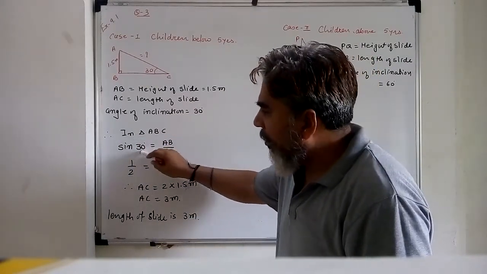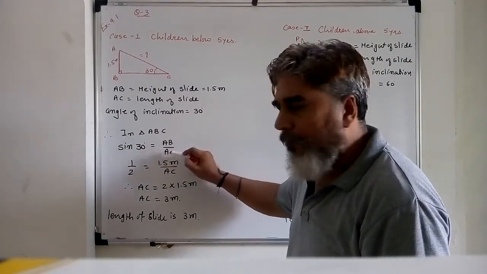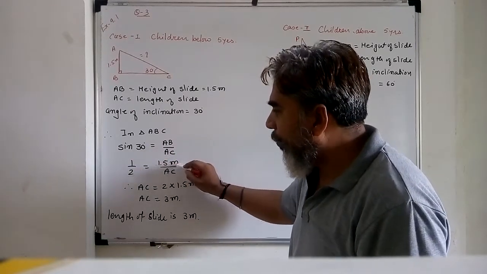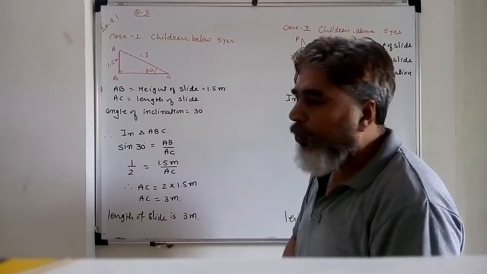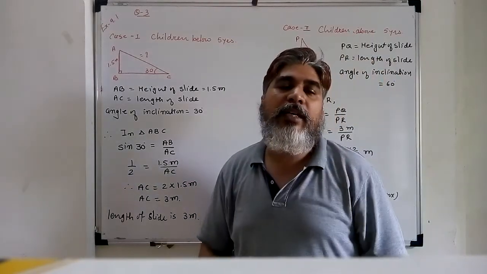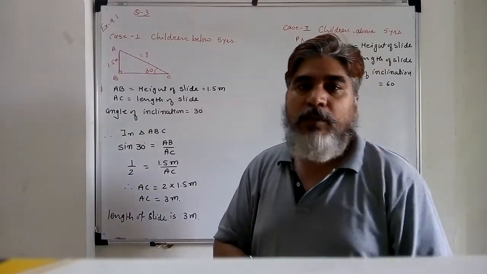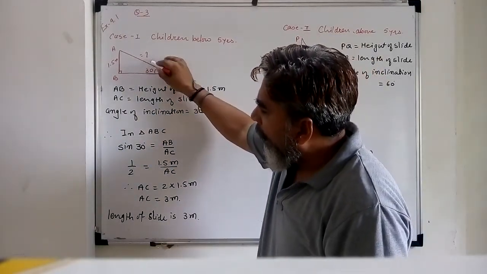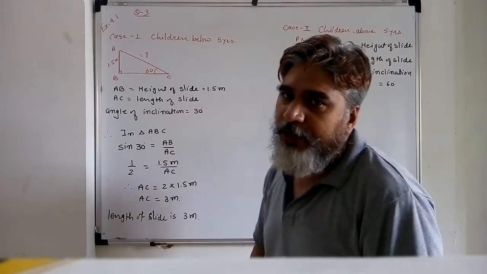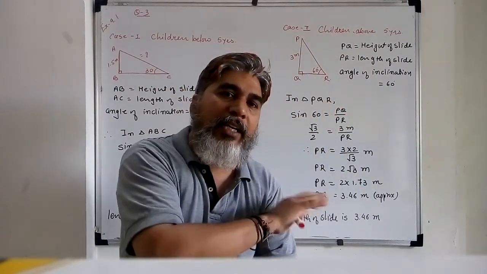So sine 30 is equal to AB by AC. 1 by 2 is equal to 1.5 meter by AC. Cross multiplying, AC is equal to 2 into 1.5, that is 3 meter. So the length of the slide for the small kids is 3 meter. Now for the second case.